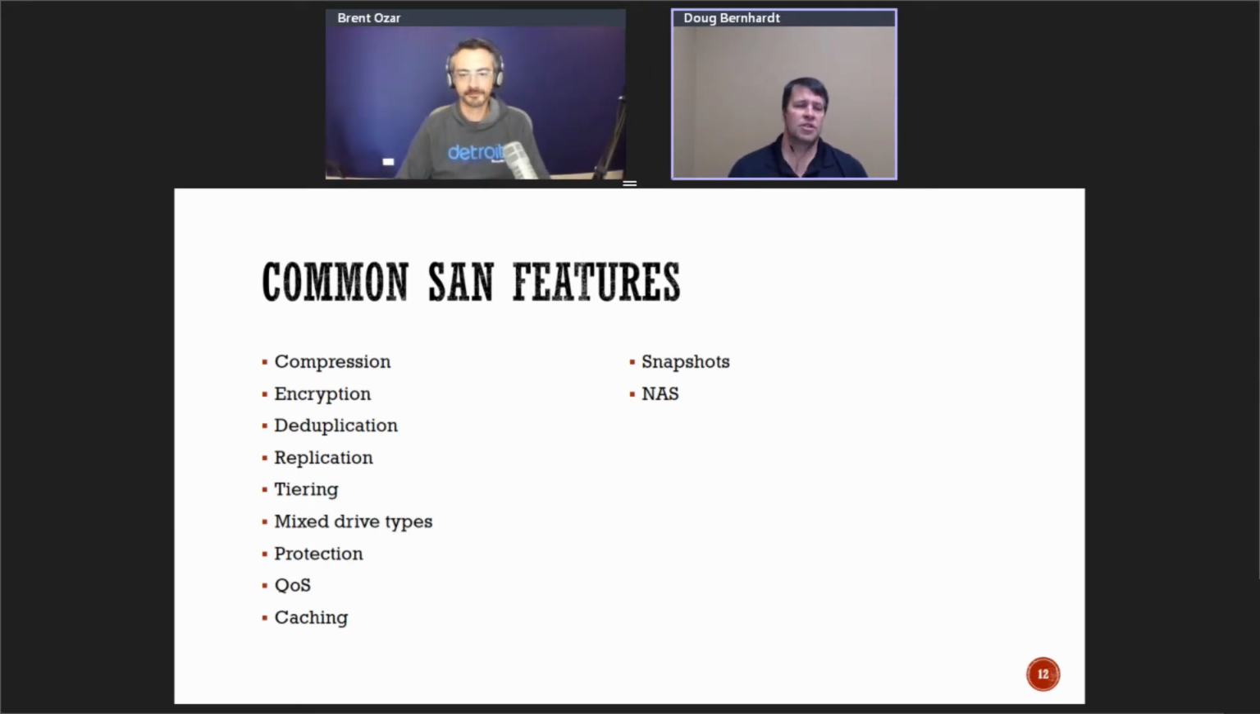Okay, so here's a list of some common SAN features that you'll find among the various vendors. Some of them have all of these, some of them just have a subset. But if you start to look down the list, we've got compression, encryption, replication, data protection features, quality of service, some caching, snapshots. Wait a minute. Some of these look a little bit familiar, right? I think I've seen some of these somewhere before.